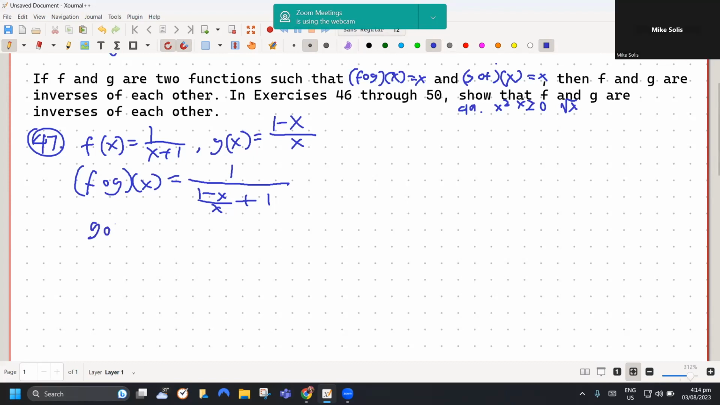Simplify mo. Hindi pa tapos yung F circle G eh. So ano ba yan? Okay. And then G circle F.